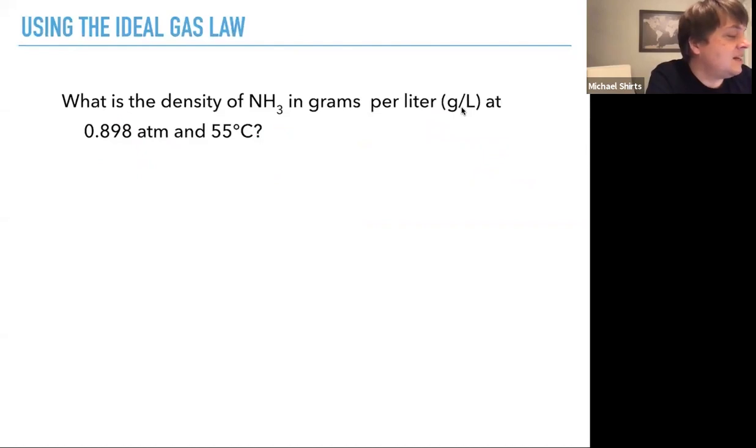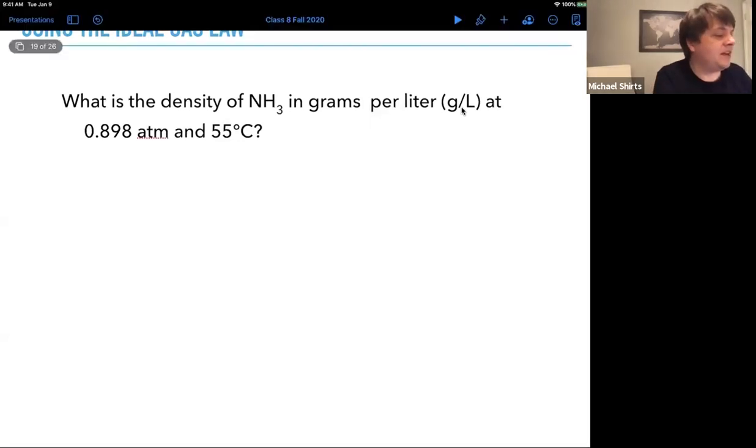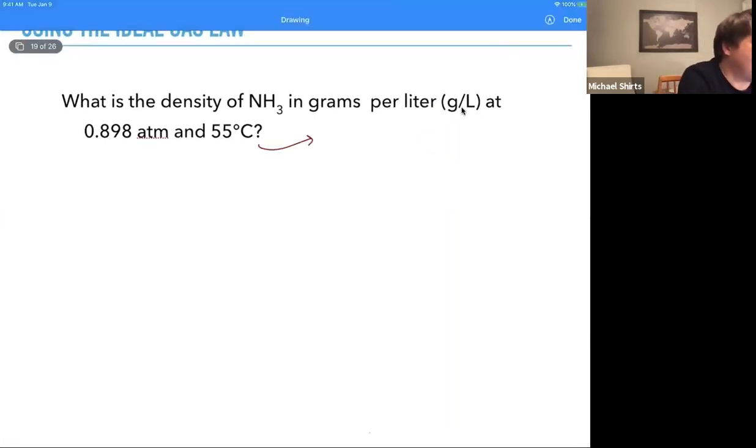Okay, let's think about, can we use the ideal gas law to find the density of something? So it's the density of ammonia in grams per liter at 0.898 atmospheres and 55 degrees C. Okay, 55 degrees C, remember we have to convert this into Kelvin. 273 plus 55 equals, now we only have 3 significant digits here and only 2 in the temperature, but we're adding it with an exact number, so we'll get 3 significant digits here, 328 K. So 328 K is our temperature.